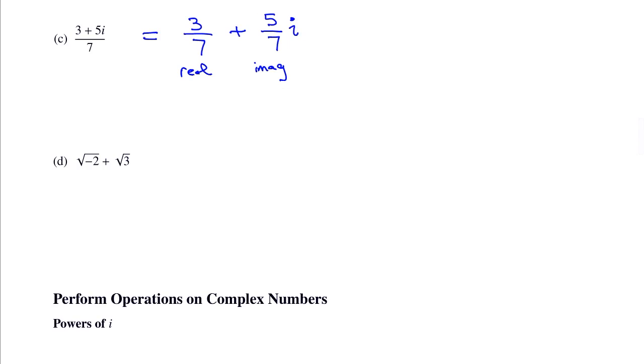And in part D, we need to simplify the radical first, the square root. So the square root of negative 2 is i square root of 2. 2 is prime, so nothing more to do there. The square root of 3, nothing to do there either. Then I'm just going to rewrite this to make it look more like a complex number. The square root of 3 part, that's the real part. The imaginary part is square root of 2, and then we tack on the i.